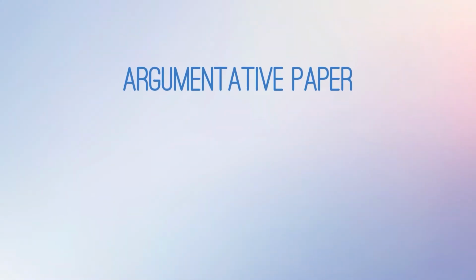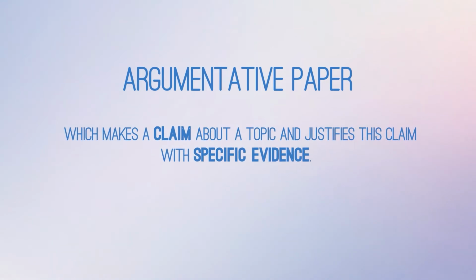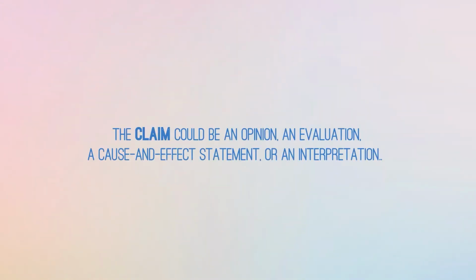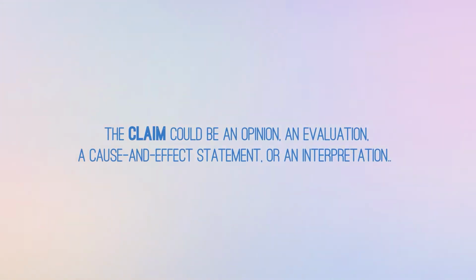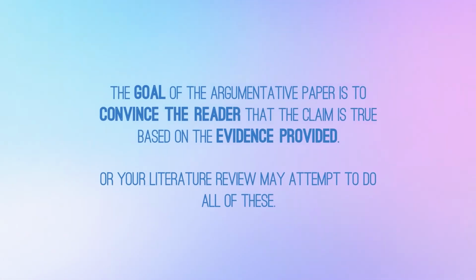Or it may be an argumentative paper, which makes a claim about a topic and justifies this claim with specific evidence. The claim could be an opinion, an evaluation, a cause and effect statement, or an interpretation. The goal of an argumentative paper is to convince the reader that the claim is true based on the evidence provided, or your literature review may attempt to do all of these.